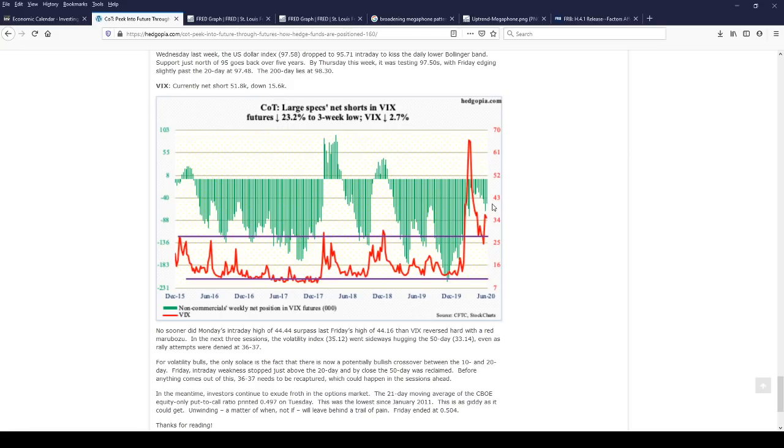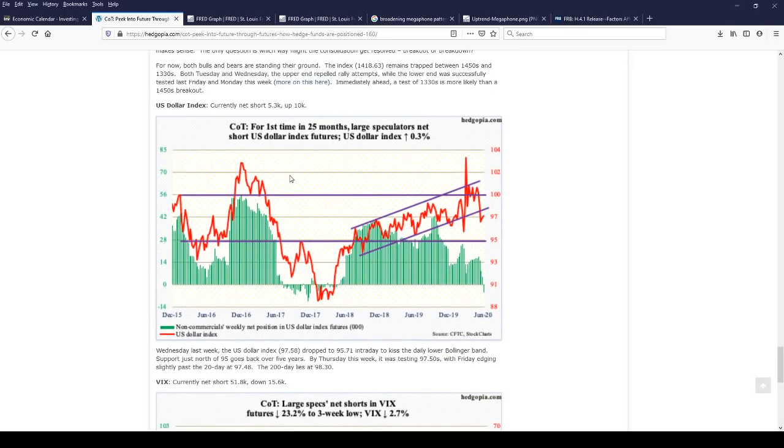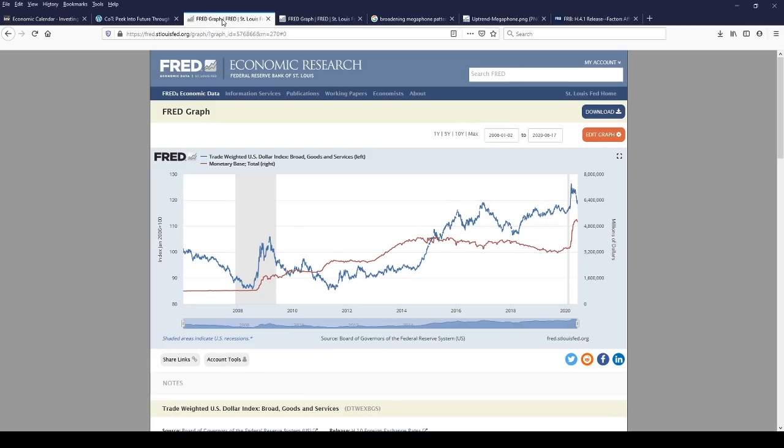How about volatility? The VIX, speculators are short vol. Would make sense if they're long stocks. They should be short volatility. And normally you don't see a big move in vol unless speculators are very, very, very short. So that's kind of interesting, but maybe the market's peaked out. We'll take a look at that at some point. So let's go right into the dollar.